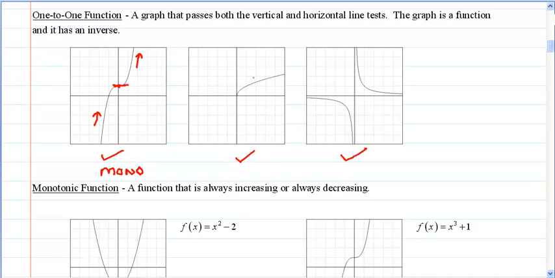The second function is also always increasing, at a much slower rate, but it is still increasing. And this third graph, even though it is not continuous and we have two separate branches, each branch of the function is decreasing. So since both branches are in the same direction, it's always decreasing and it's monotonic.